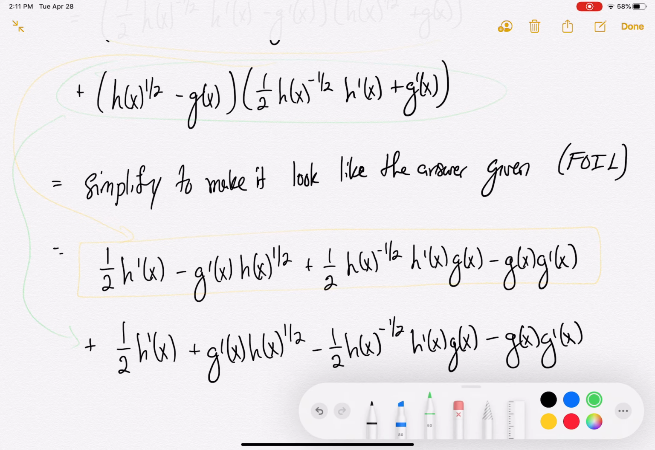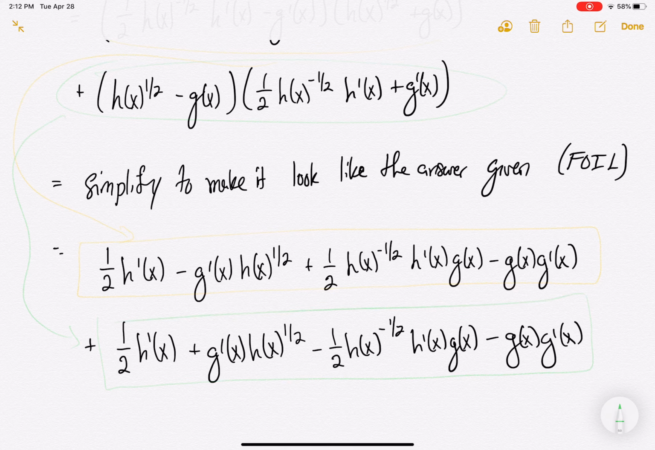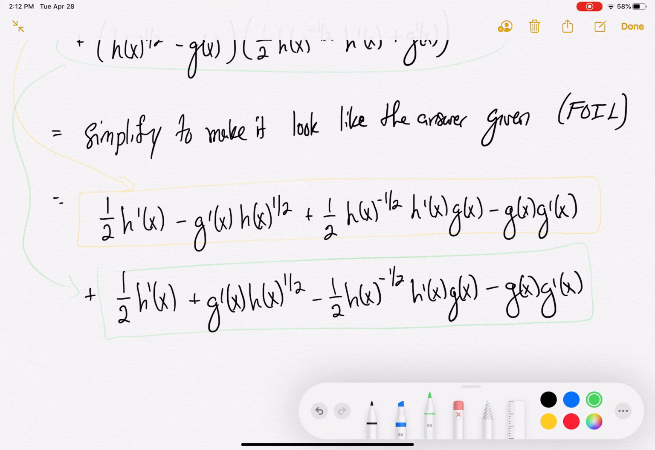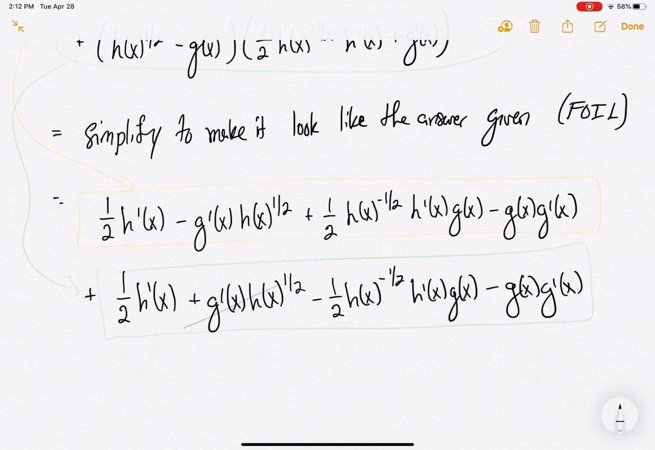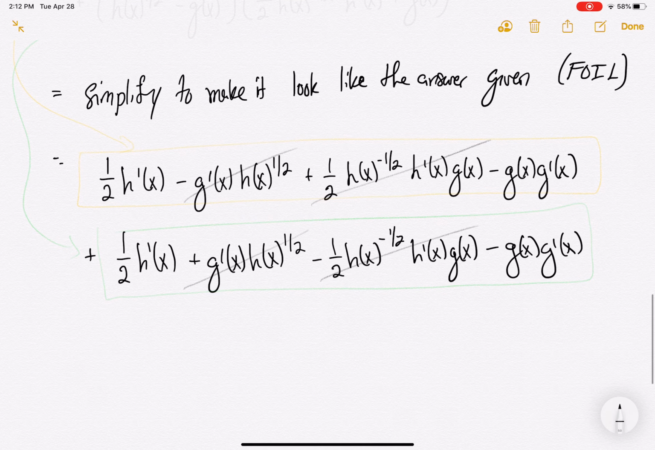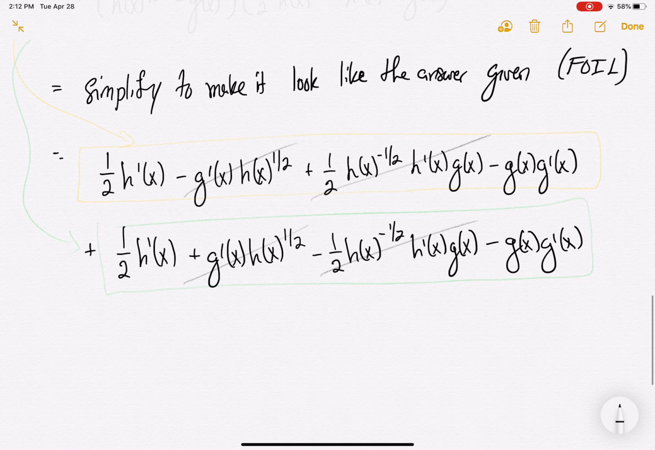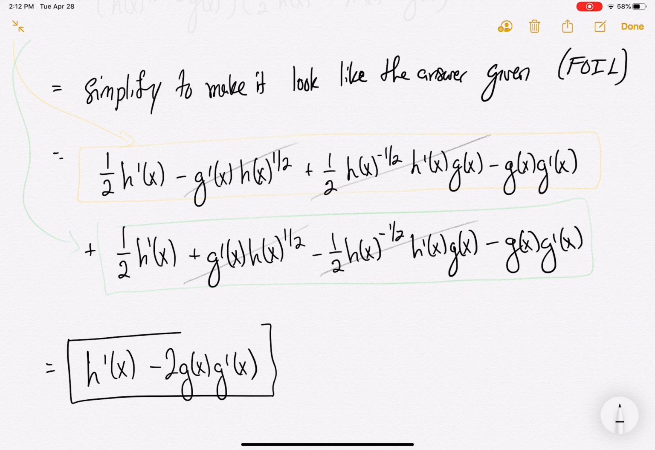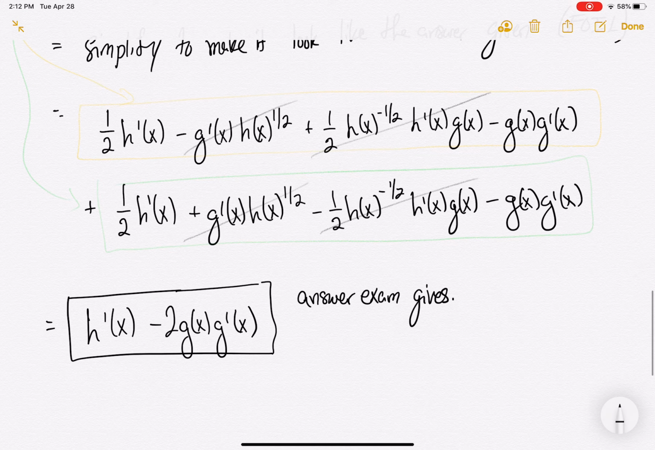And all of a sudden what we have as an answer on our answer sheet is starting to look much clearer, because that term and that term cancel, and this term and that term cancel. And so we just end up with 2 times 1/2, so that's just 1 h prime of x, minus both of the last terms. So there are 2 of these last terms, g of x, g prime x. This is the answer the exam gives. Okay.